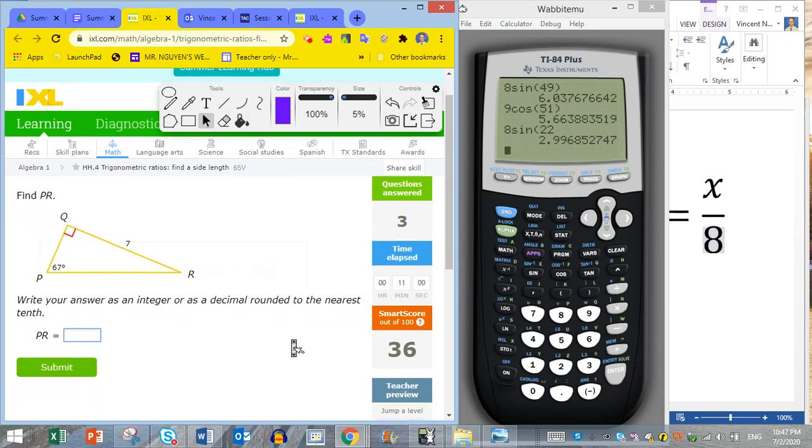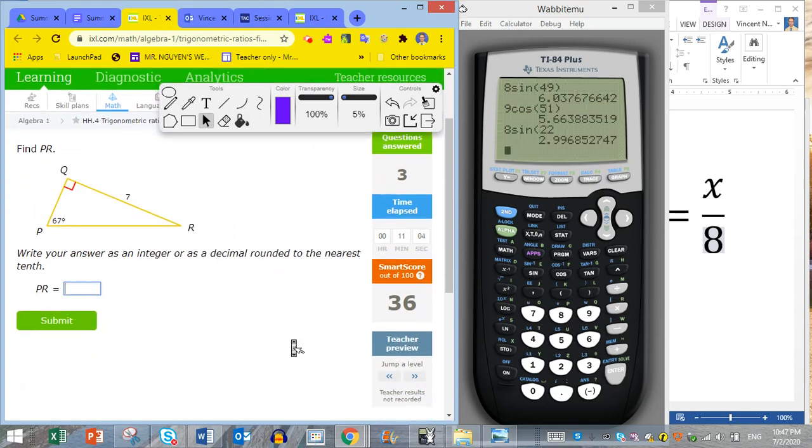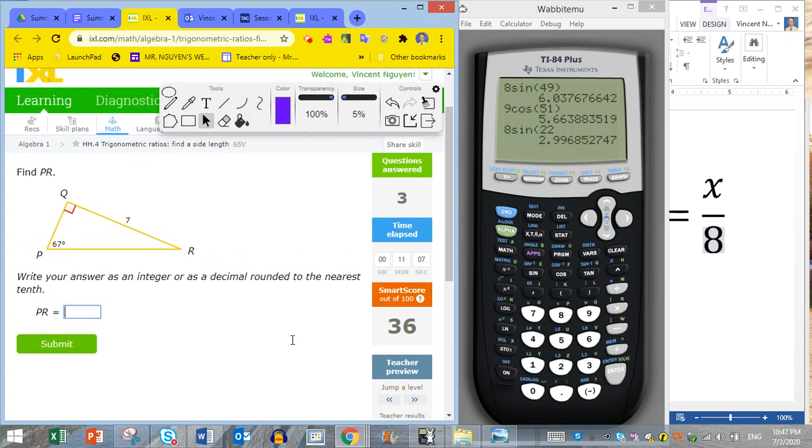Ta-da! Let's see if this is different. We're looking for PR. This is different. So we are actually looking for the hypotenuse now, right?